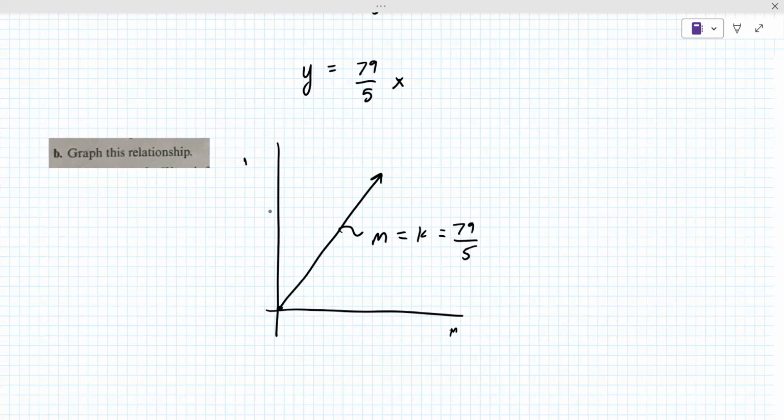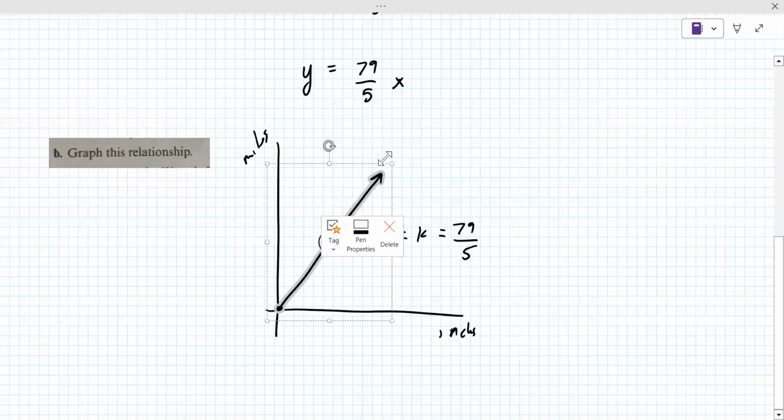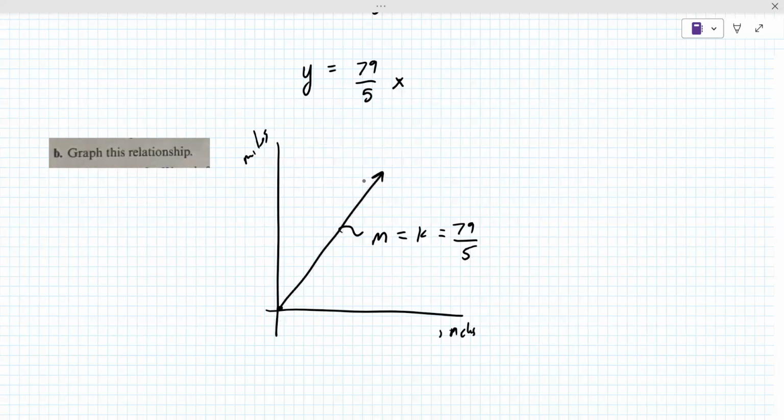Let's see here. This was miles. This was inches. And the given point you have here is that 79 miles is 5 inches. So yeah, this is not really drawn to scale. Maybe I had to go a little more vertical with it, but you could throw that point on there, 5, 79 if you wanted.